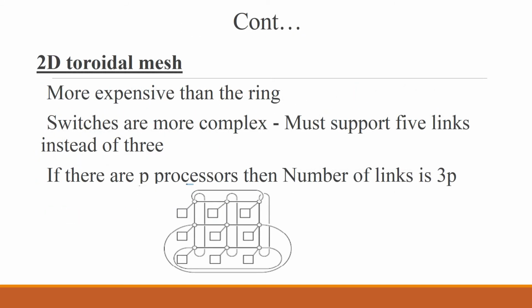In 2D toroidal mesh, the switch must support 5 links instead of 3 links. If there are p processors, then the number of links is 3p. So here the square symbol represents cores or processing elements, the circle represents, as usual, the switch, and the line represents the crossbars.